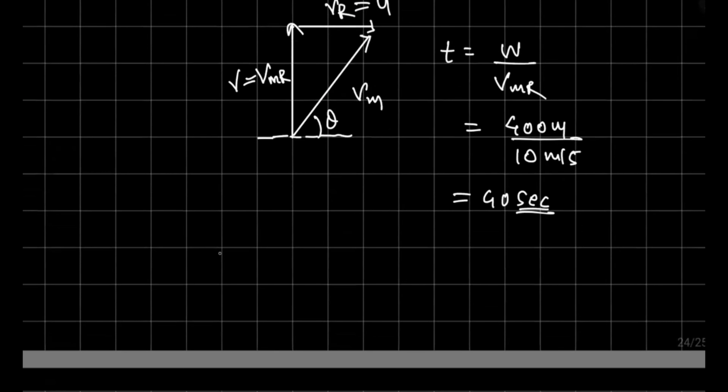The second thing that I've asked you is the drift. Drift is what? Velocity in x direction into time. What is the velocity in x direction? 2 meter per second. And what is the time? 40 seconds. So you will get 80 meter. And the last thing that they have asked you is theta.